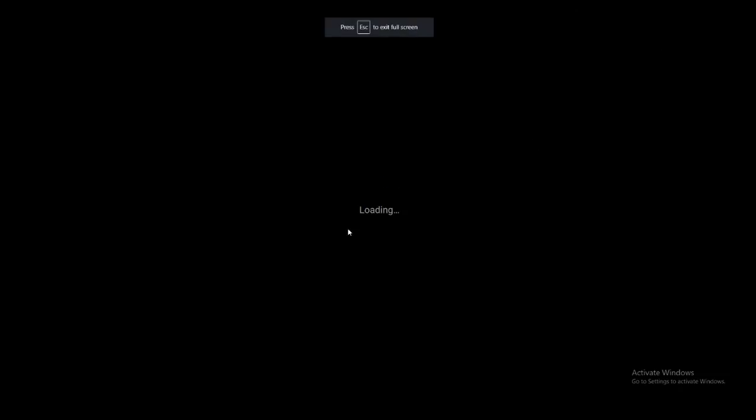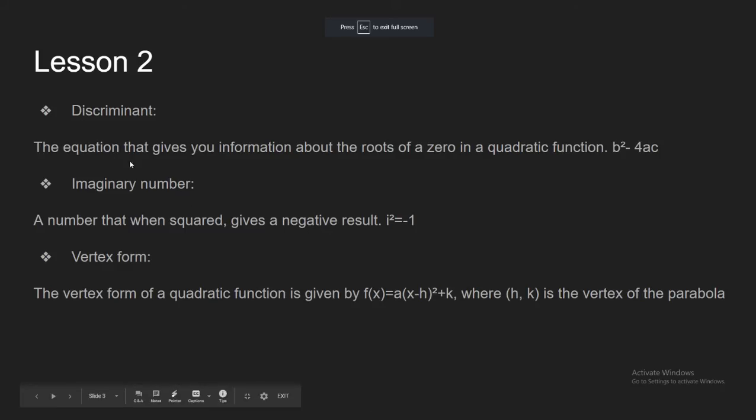Okay, so then lesson 2, I think we have to go back into present for this one, but we're going to have to go back out of it for the next one. For discriminant, it's the equation that gives you the number that gives you information about the roots of a quadratic function. I probably should have given some examples for this, but if you have the quadratic equation in standard form, and you plug the b here and then the a and c, if you plug the values into this equation, then you'll get a number.